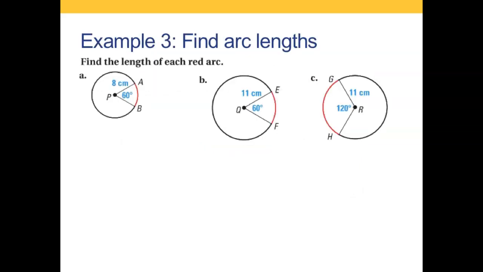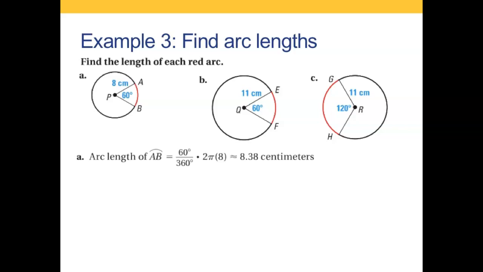In part A, you're trying to find the length of that red arc AB. So the arc length is equal to the measure of that arc, which is 60 degrees, over 360 degrees, that's the whole thing, times 2 pi r, the circumference. Now what is the circumference? It's 2 times pi times 8, because 8 is the given radius. So that comes out to be 8.38 centimeters.